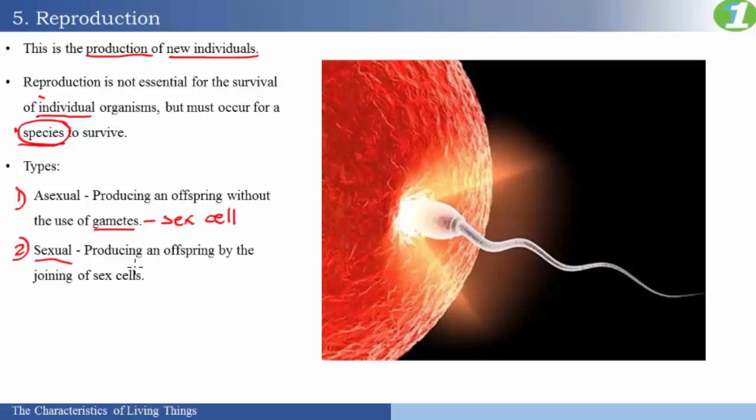Sexual reproduction is the production of an offspring by the joining of the sex cells or gametes. So, as is depicted to the right of your screen, we see a sperm cell penetrating, going into the egg cell. And once it gets in, the genetic information of the sperm will fuse with the genetic information of the egg, thereby producing a baby.